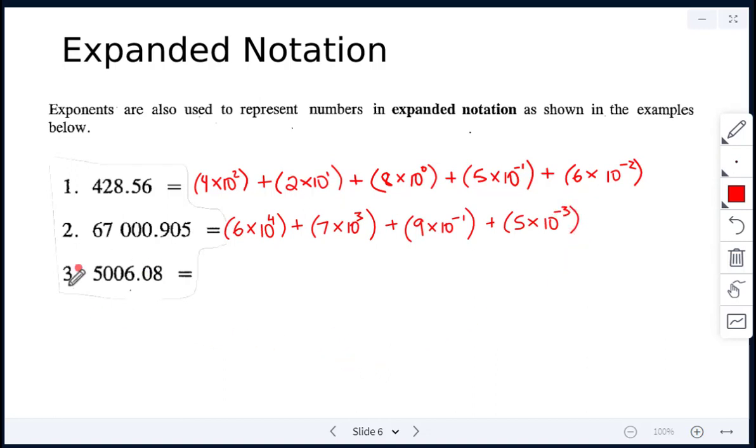All right, so I'm just going to continue with the last one here. We have 5 in the thousands place. So that becomes 5 times 10 to the power of 3 plus, we have 6 in the ones position there. So 6 times 10 to the power of 0. That's a 0. And then we have 8 in the hundredths place. So 8 times 10 to the power of negative 2. All right, and we don't have to include those zeros.